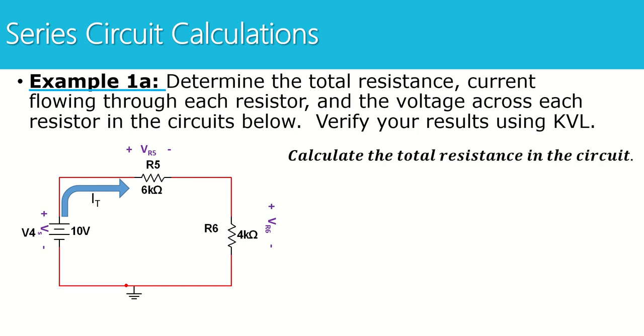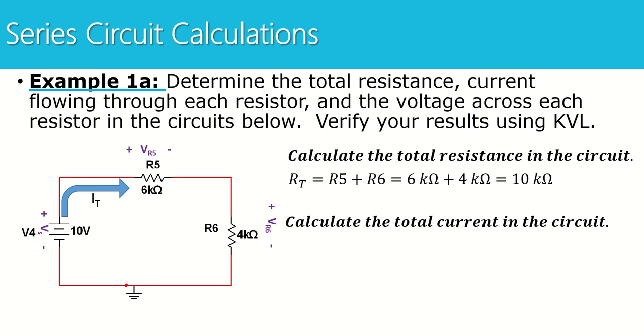And now we're going to start by calculating the total resistance in the circuit. I can figure that out because I know it's a series circuit. Therefore, I can add these two resistors together to get a total resistance, R5 plus R6. 6 kilo ohms plus 4 kilo ohms gives me 10 kilo ohms of total resistance. I cannot start to use Ohm's law on a circuit like this until I know the total resistance first. So we're always going to start there.